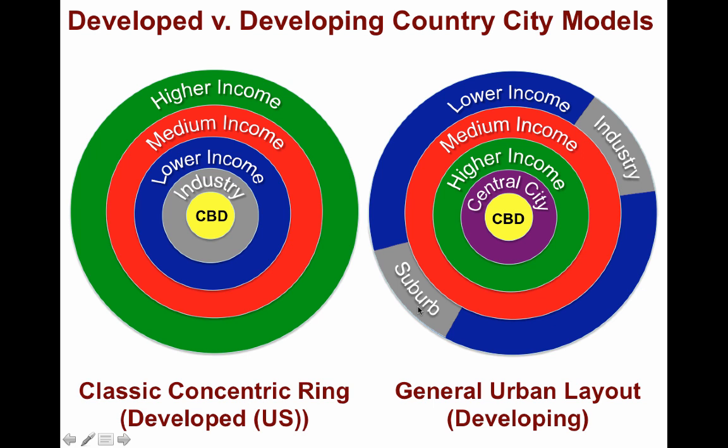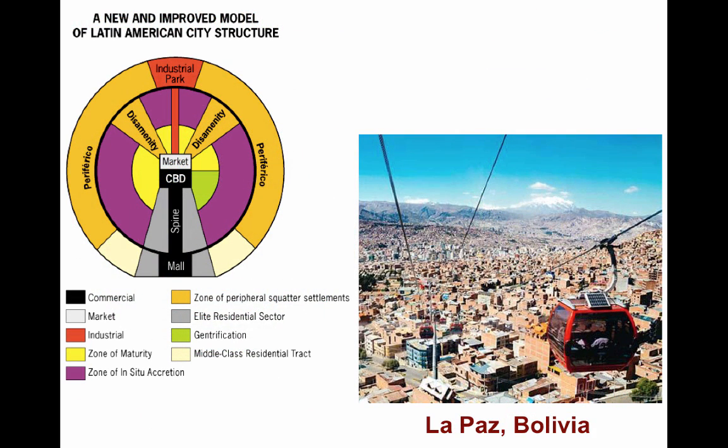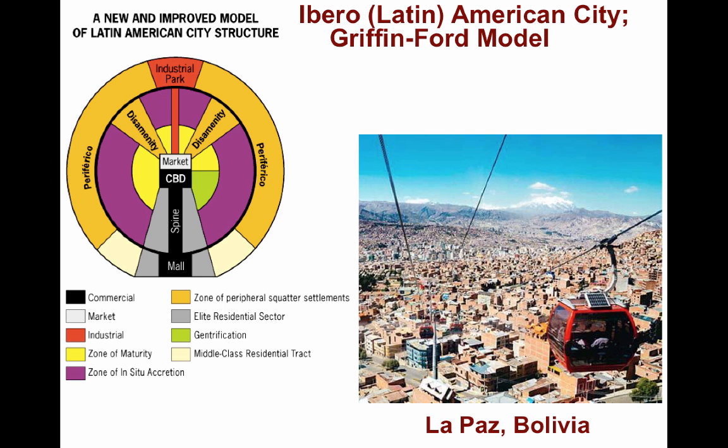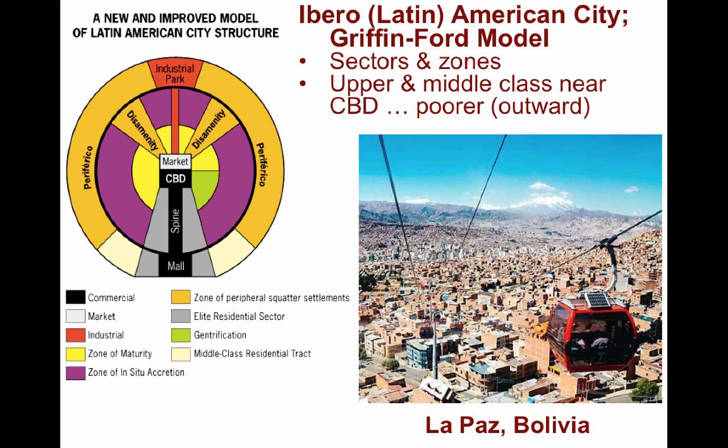To help analyze the land use and urban development of cities in more peripheral and semi-peripheral regions, we'll first investigate a well-established world regional model. In 1980, geographers Ernest Griffin and Larry Ford devised the Ibero or Latin American city model. In 1996, Ford presented a revised version that you see here. It consists of a series of sectors and zones. And as I showed you previously, the upper and middle class is generally closer to the CBD, whereas the poorer residents reside further outward, or in other words, quite opposite from cities in the US.